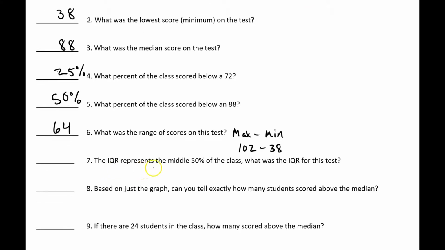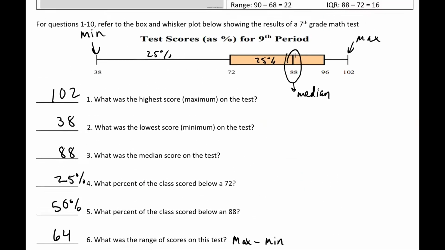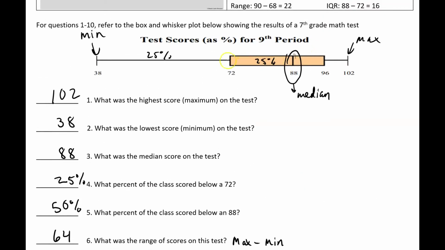The IQR represents the middle 50% of the class. What was the IQR for the test? So here is the IQR. It's everything within the box, right? That's 50% of the class. Why? Because here's 25% and here's another 25%. The last part here is your last 25%.